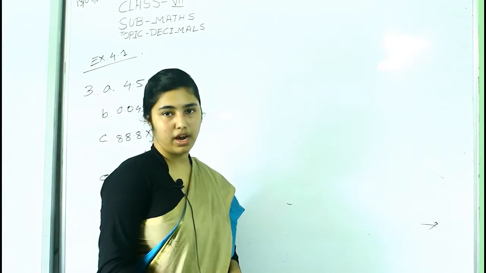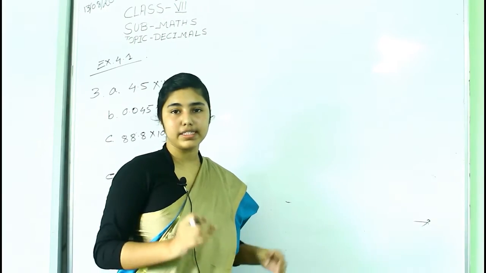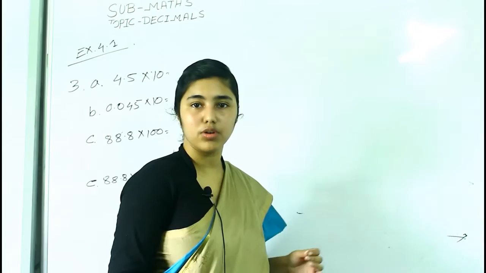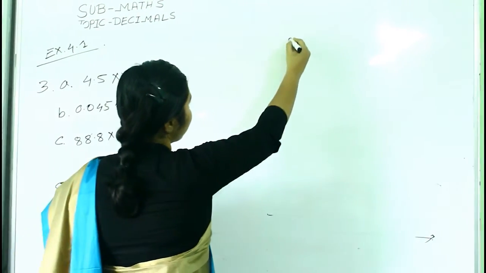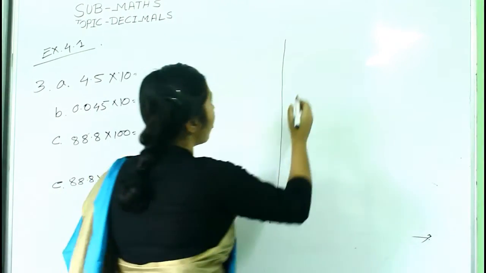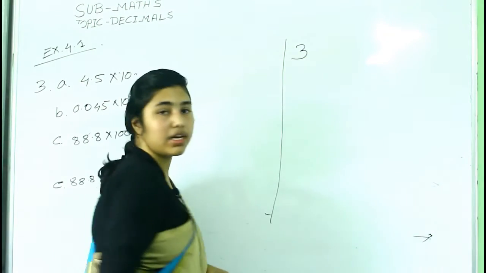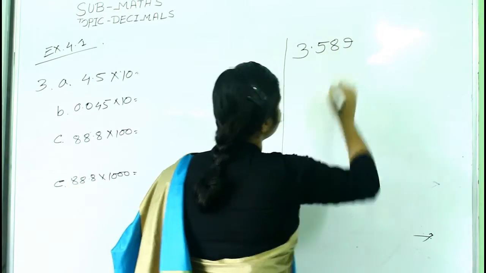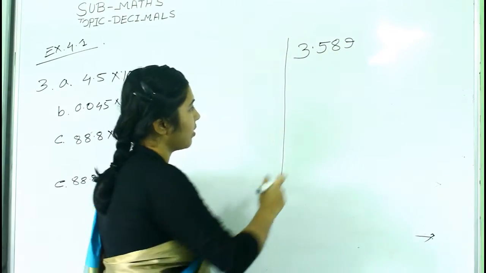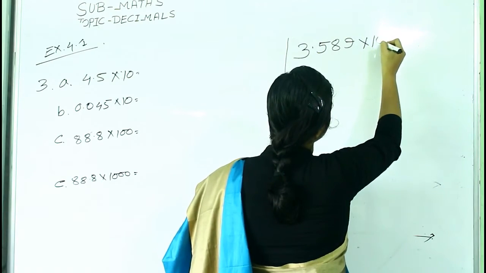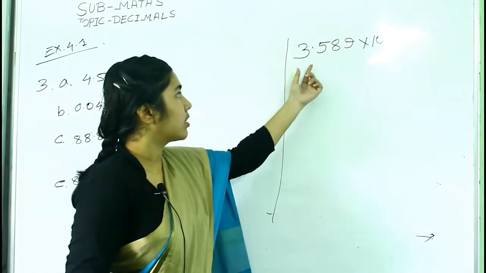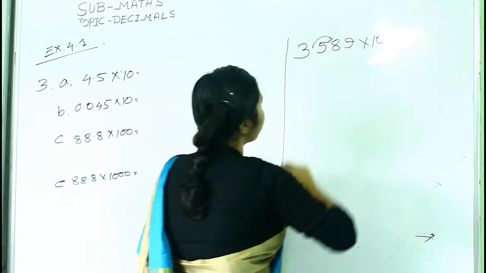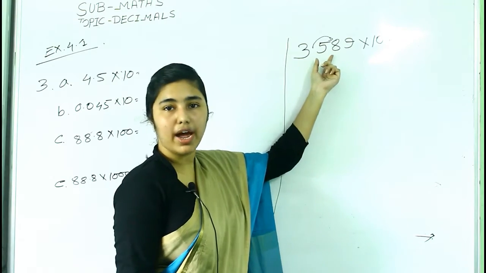So now we will learn how to multiply a decimal number with another decimal number or with a whole number. So first you have to remember 3 facts of multiplication. Consider any decimal number. Suppose 3.589. Now if we multiply this number with 10, then this decimal point shifts 1 place to the right. Okay?